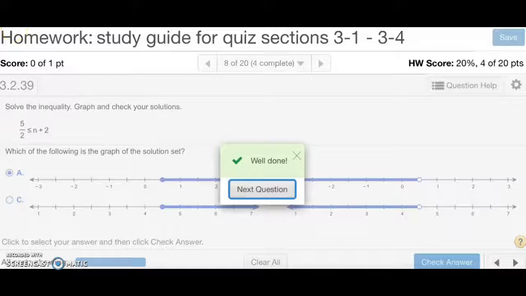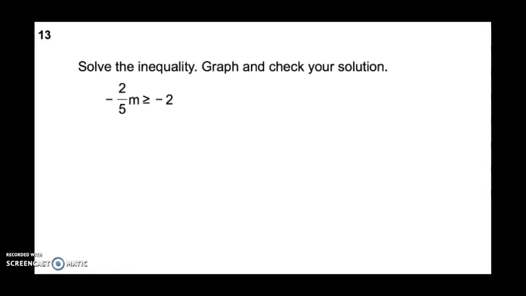And that's number 8. 13, we're solving and graphing this inequality. The first thing I'm going to do is rewrite -2 over 5m as -2m over 5. Now I cross the 5 out, bring it to the other side and multiply it by negative 2. I rewrite negative 2m on the left, and on the right I'll have negative 2 times 5, which is negative 10. So I have negative 2m is greater than or equal to negative 10.